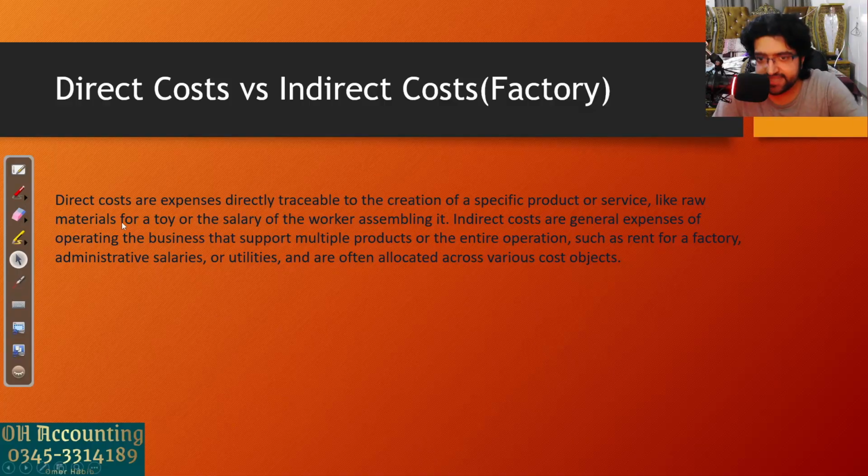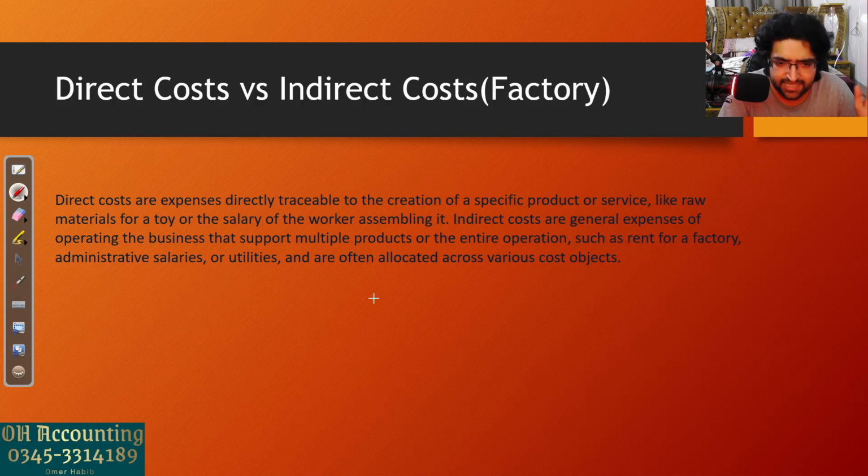Let's read this first and then I will explain in my own words and make it simple for you. Let's read this first. Direct costs are expenses directly traceable to the creation of a specific product or service, like raw materials for a toy or the salary of a worker assembling it. Direct costs क्या होते हैं? Direct costs are easily traceable. You can easily tell that yes, this is the cost of manufacturing this good, and it is only being used to manufacture this specific good.